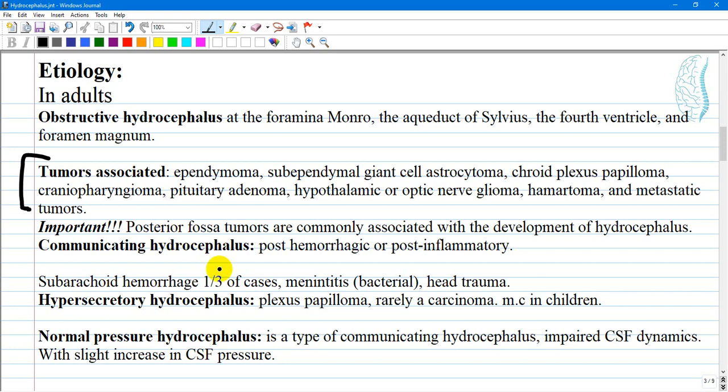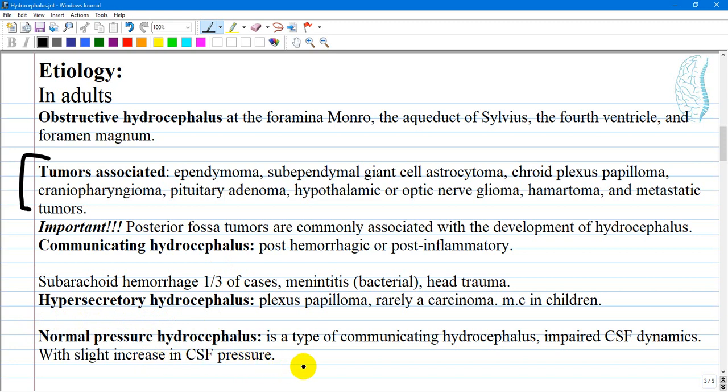Subarachnoid hemorrhage accounts for 1/3 of all the cases by blocking cerebrospinal fluid absorption at the arachnoid granulations. Also, meningitis of the bacterial type can be complicated with hydrocephalus. Hypersecretory hydrocephalus is caused by an overproduction of cerebrospinal fluid, most likely due to choroid plexus papilloma or rarely carcinoma.